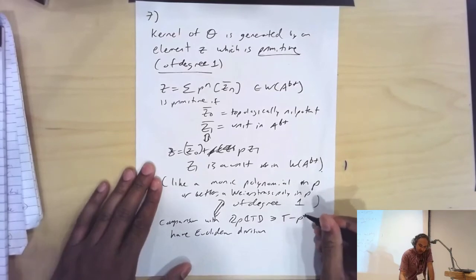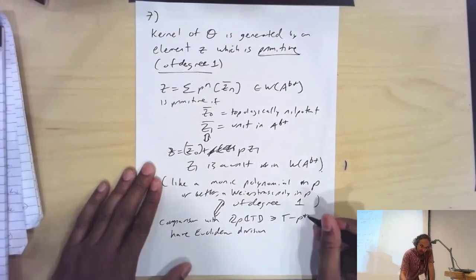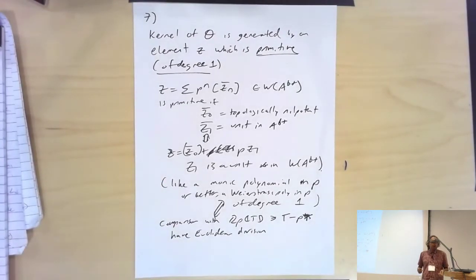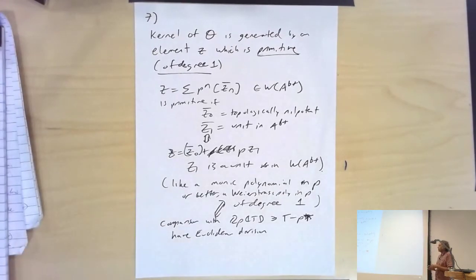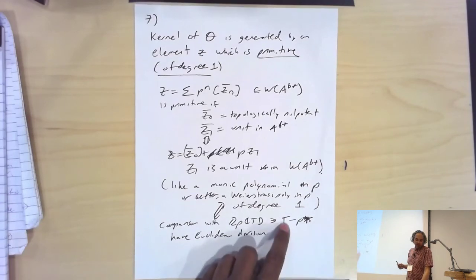T minus p to some power. Well, t minus basically anything divisible by p. Yeah, actually, that's true. I might as well write t minus p times whatever. So t minus something which is not a unit would be a Weierstrass polynomial of degree 1, and you have a nice concept of Euclidean division for such things, because somehow this thing is a unit. You have a sort of a leading coefficient, which is a unit.